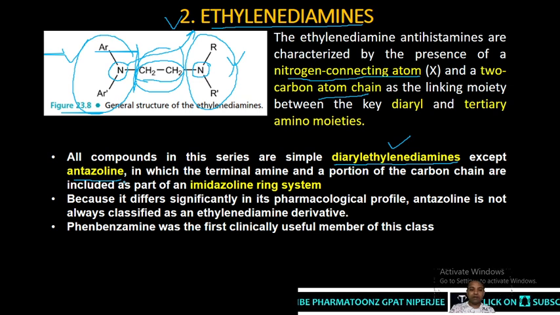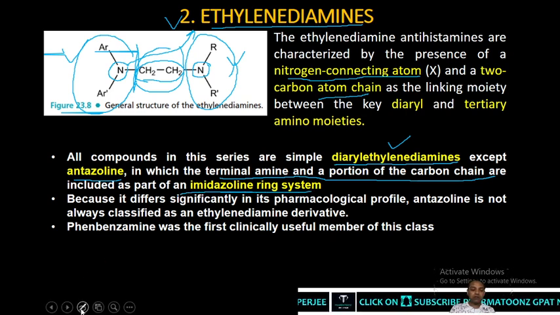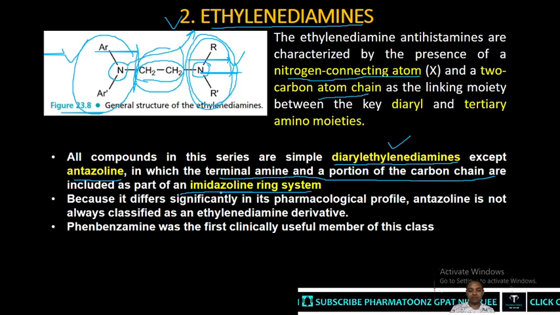Okay, so why does antazoline not come under this class? Because the terminal amine of antazoline and a portion of the carbon chain are included in the imidazole ring system. That means whatever terminal nitrogens are there with the ethylenediamine group in other ethylenediamine derivatives, in the case of antazoline, this nitrogen is a part of the imidazole ring system. So that's why it is not called a true diaryl ethylenediamine derivative.